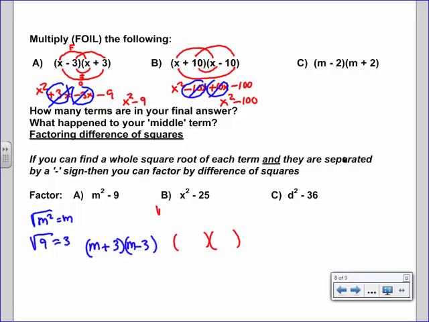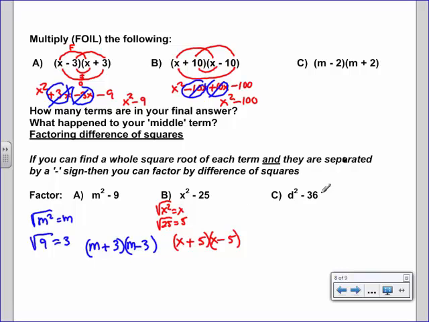In this case, the square root of x squared is x. The square root of 25 is 5. So in here, we put in x. Here and here, we put in 5. And a plus and a minus. And yes, you could switch the order if you wanted to put minus and plus, as long as you have one of each of the signs.